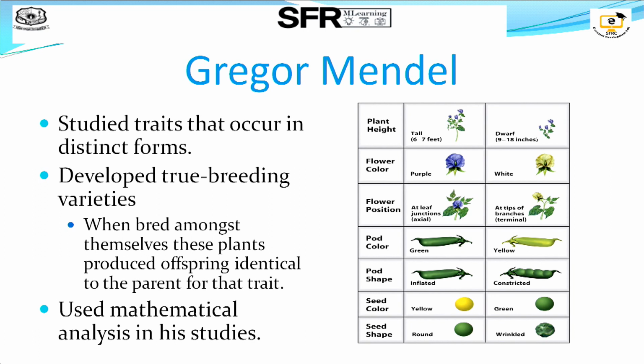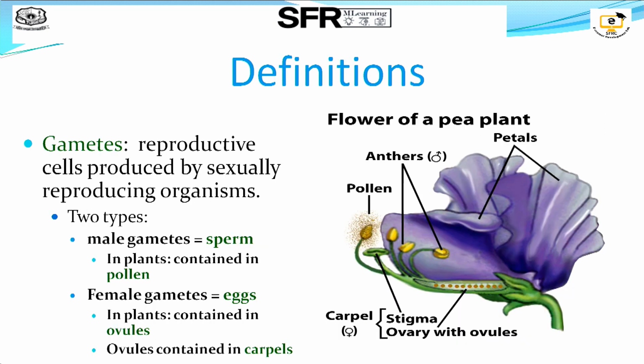All the seeds which had been taken from the tall plant, that is called the parental generation. When he sowed them and the plants grew, that is called the first generation, or F1 generation, or filial generation, as we used to call it. There he crossed the tall plant and the dwarf plant. How he crossed, okay, that we can see now.